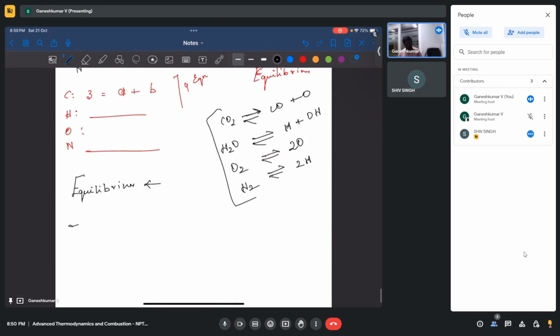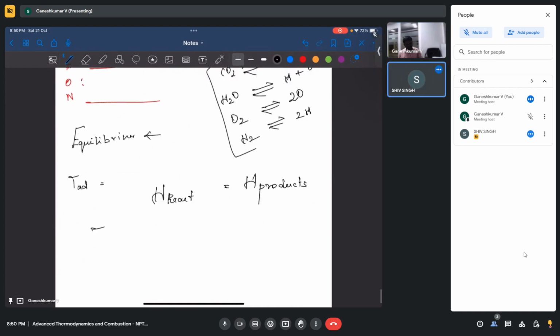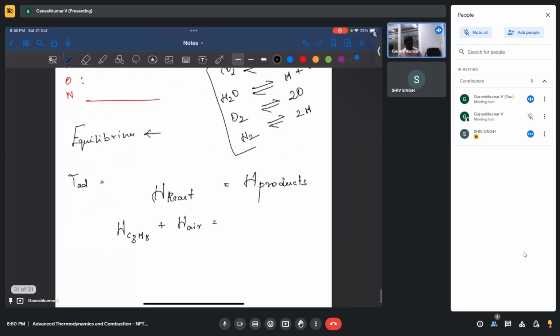and then you want to find the adiabatic flame temperature. Adiabatic flame temperature, how do you find it? You will write that H of reactants equals H of products. And H of reactants is nothing but the summation of propane plus air, H of air. So it's like moles of C3H8 and moles of air, right? Because it's a molar basis.